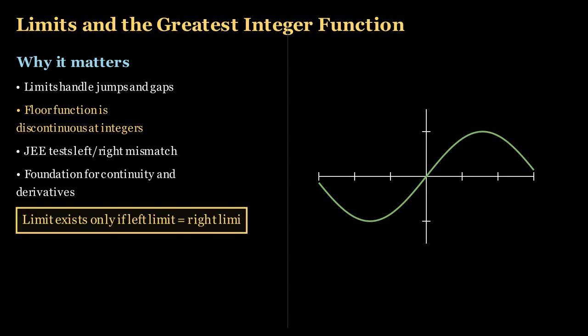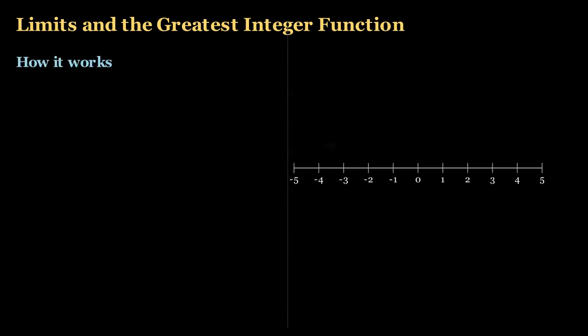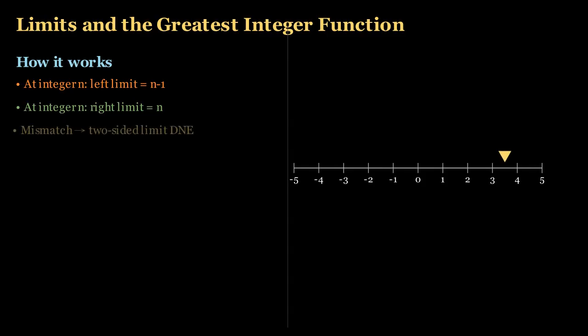Take an integer, say 2. As x creeps toward 2 from the left, like 1.9, 1.99, 1.999, the floor of all those numbers is 1. So the left-hand limit is 1. Now come from the right, 2.1, 2.01, 2.001, their floor is 2. The right-hand limit is 2. They don't match, so the two-sided limit does not exist. We write DNE.